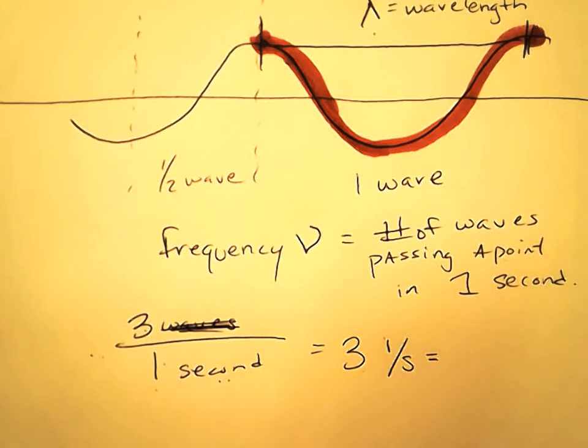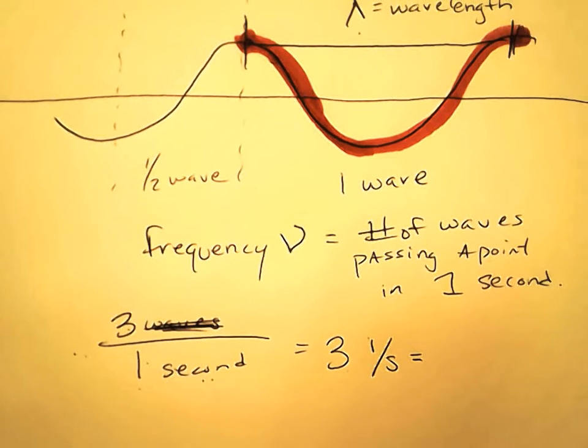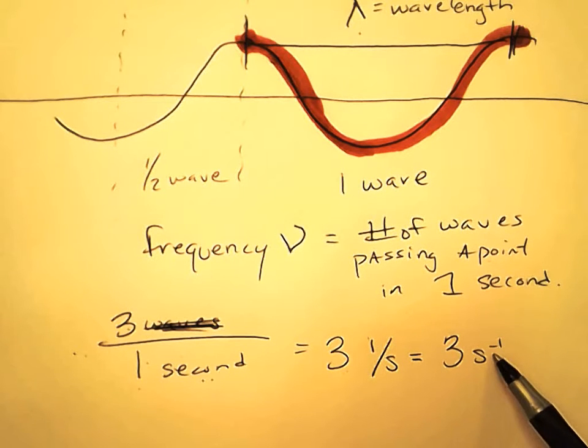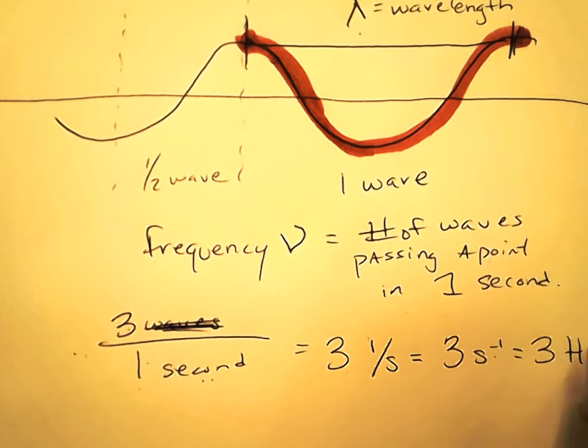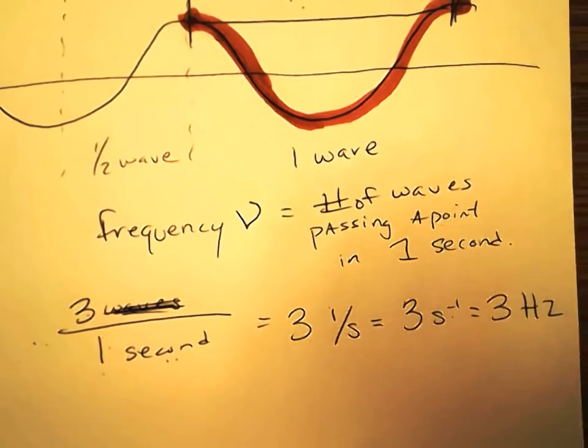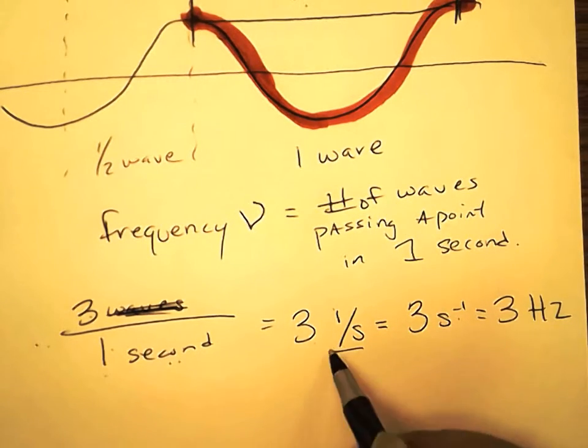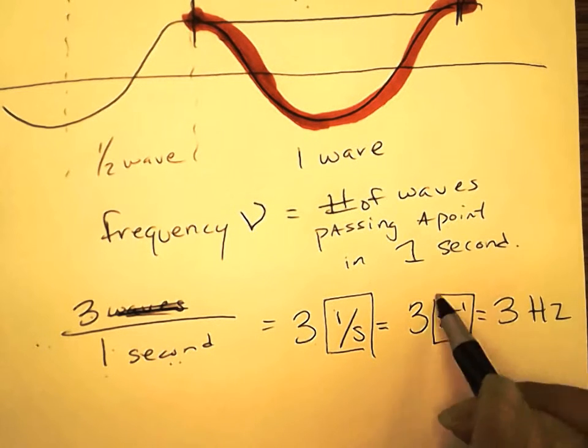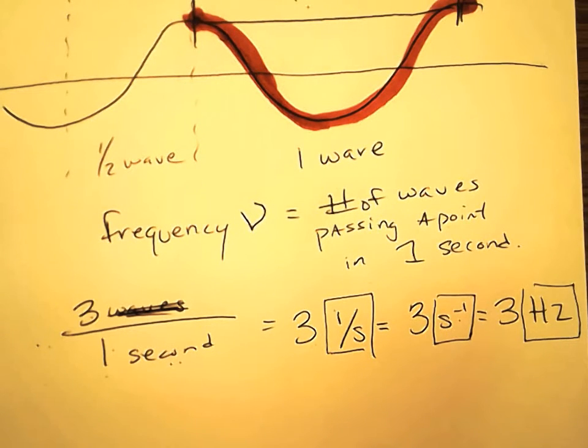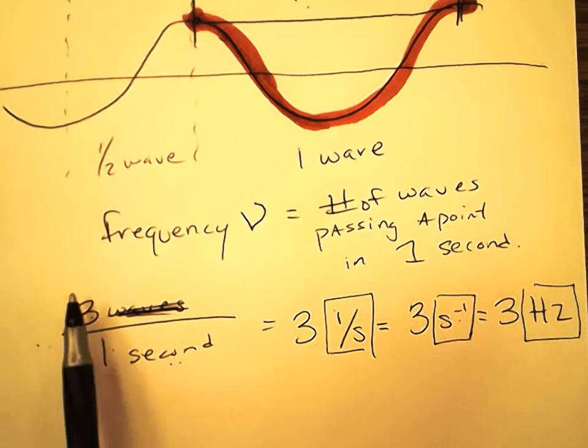If you don't like having things on the bottom of the fraction, this is why we write it like this, inverse seconds. But the man named Hertz, who studied this, said, screw this negative exponent stuff, I'm going to make up my own unit. I'm just going to call this the hertz. So this is where hertz comes from. So make sure that you are familiar that if you see any one of these three things, they're all frequency, because they're telling you how often waves are passing by each second.